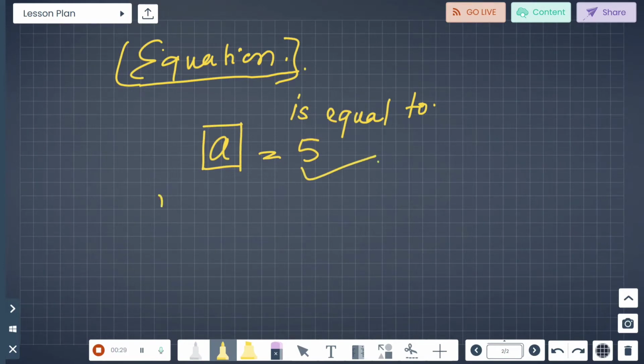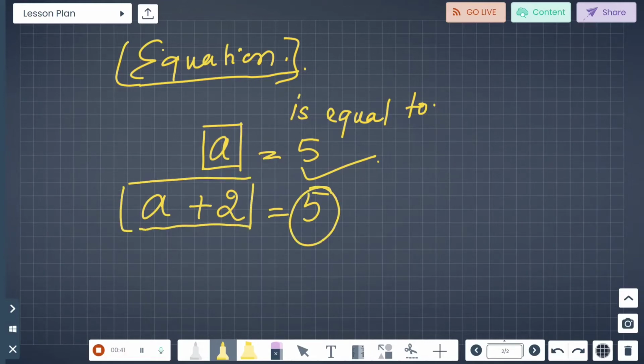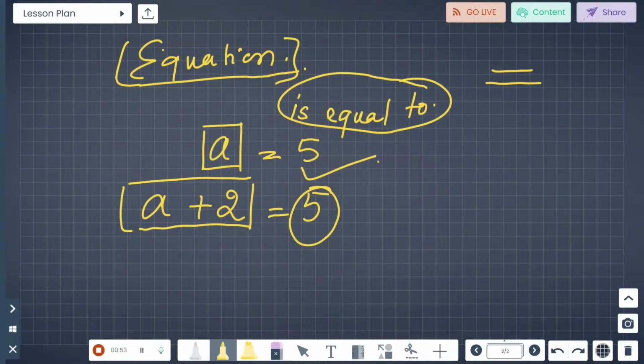If I am writing another expression like a + 2 = 5, it is also an equation. Why? I have given this particular expression a value. So what is that value? 5. It means that if you are giving a value to something by using the equal sign, expressed like this, then you are writing an equation.